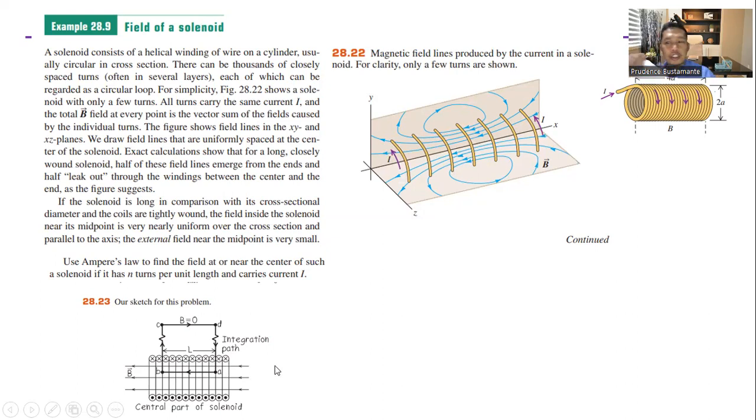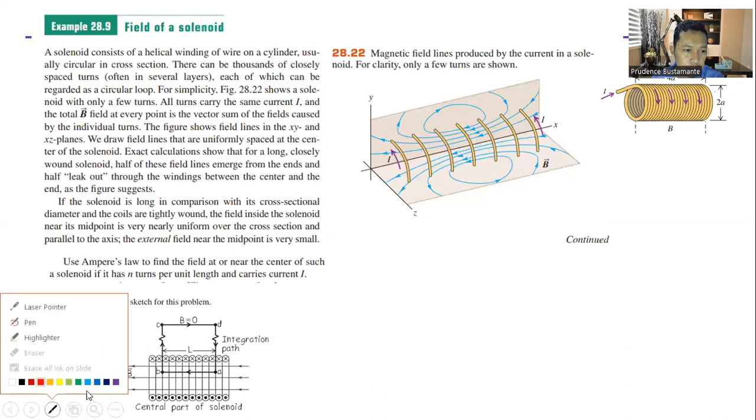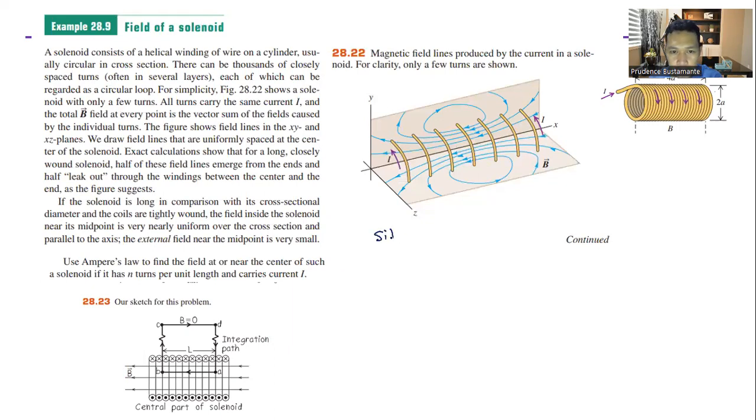Okay. So let's find first the field along the side. Let's find first along the side AB. The side AB is parallel to the path and B is constant. So in side AB, the magnetic field is parallel to the path. This is your dl and this is your B, but they're parallel to the path.